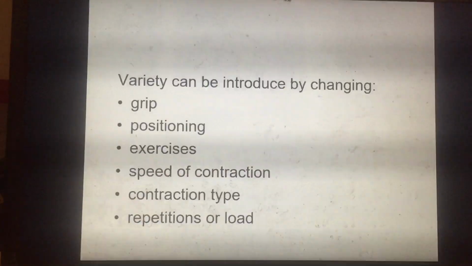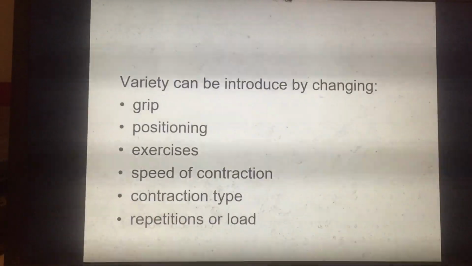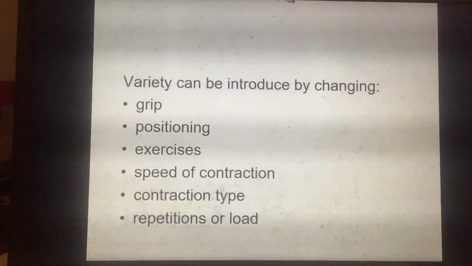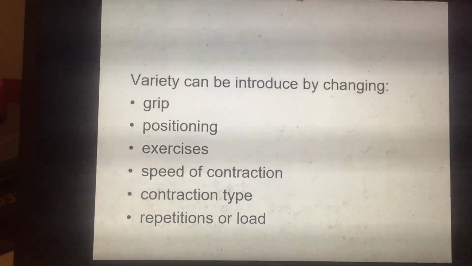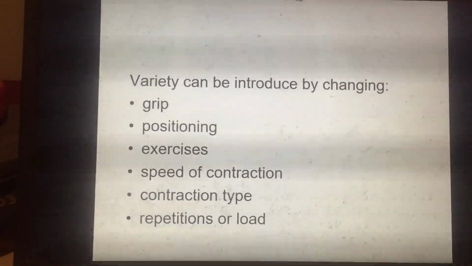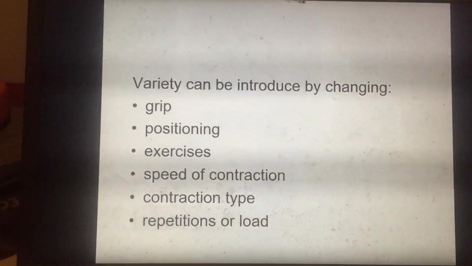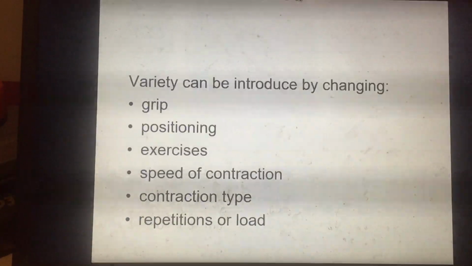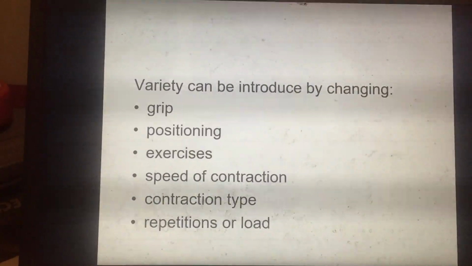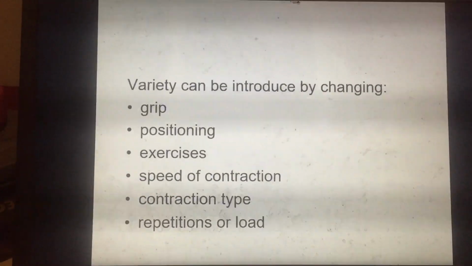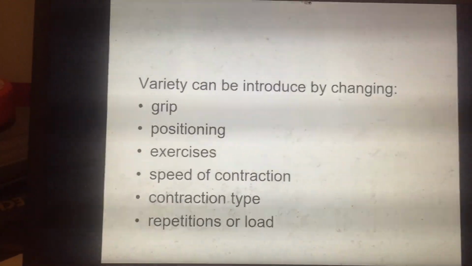So faster speeds of contraction are going to increase recruitment of your fast twitch motor units, contraction type, and then repetitions or load. So lower repetitions and higher load, you're going to be recruiting more of your fast twitch fibers. Higher repetitions, lower loads, you're going to be recruiting more of your slow twitch muscles and motor units.